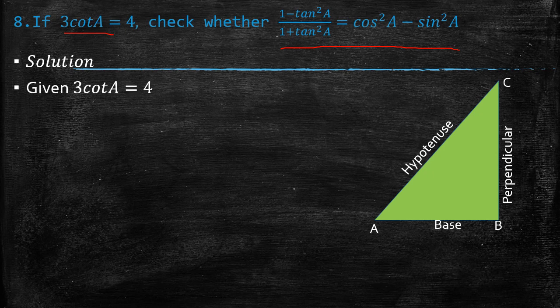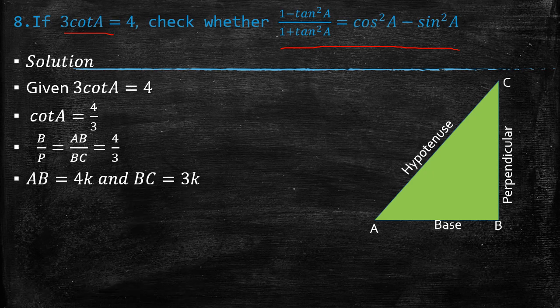Given 3 cot A is equal to 4, so cot A is equal to 4 upon 3, right? And what is cot A? Cot A is base upon perpendicular. So B upon P is AB upon BC, that is 4 upon 3. So we can take AB is equal to 4K and BC is equal to 3K, right? So write the values here also. AB will become 4K and BC will be 3K.